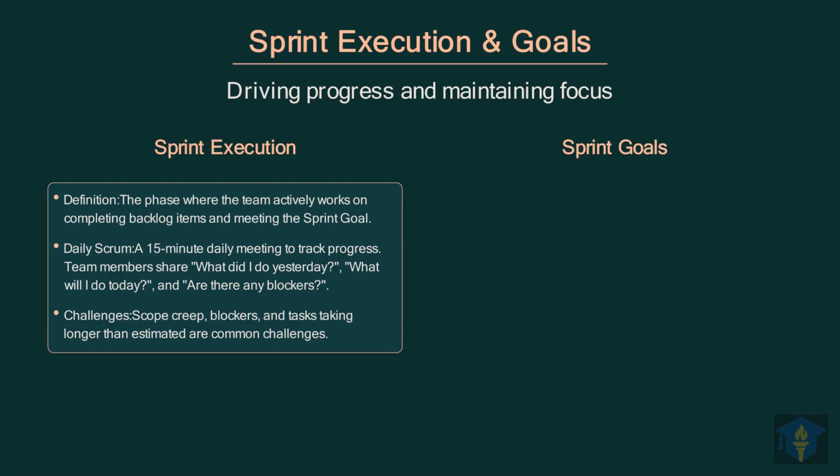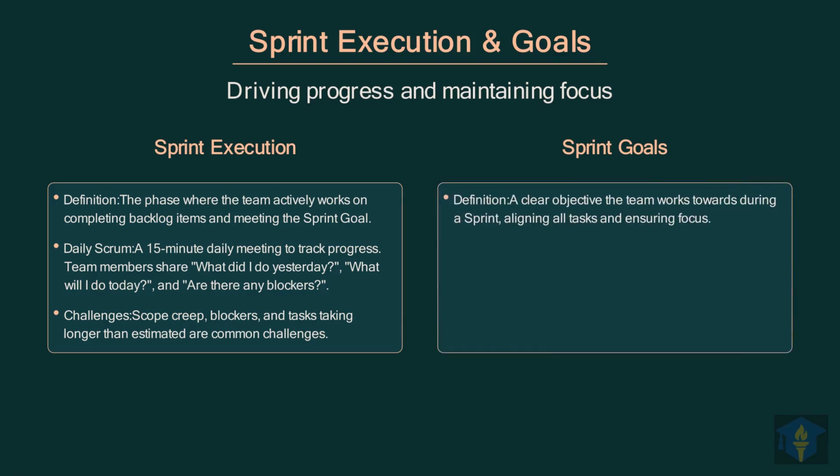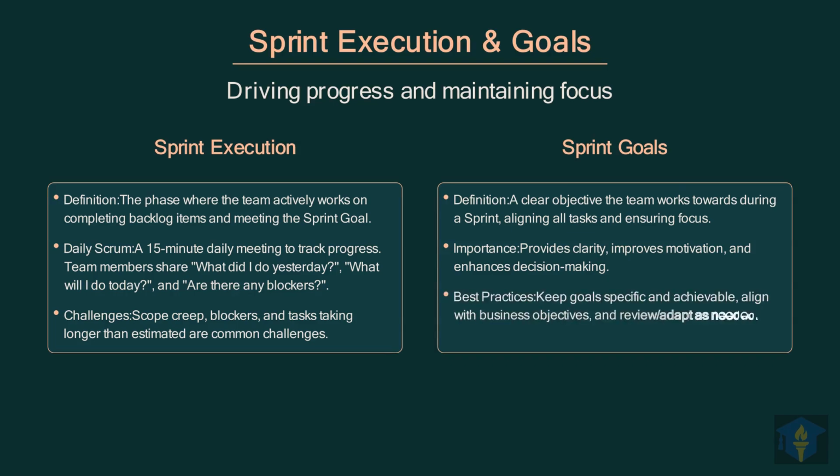Next, let's understand the crucial role of sprint goals in providing direction and purpose for the team's work. A sprint goal is a clear, overarching objective that guides the team's work, ensuring all tasks align and maintain focus. These goals are vital as they offer clarity, boost team motivation, and significantly improve the quality of decision-making. For best results, keep your goals specific, achievable, aligned with business objectives, and be ready to adapt them.